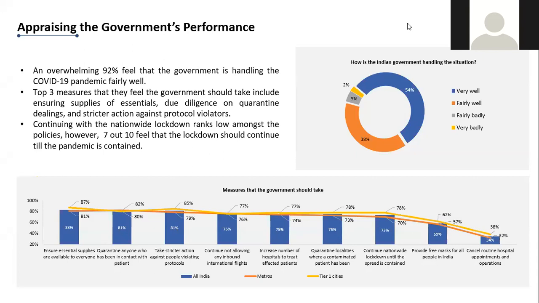And while people were not in agreement with the nationwide lockdown because of the repercussions it can have on the industry, almost 70% felt that the lockdown should continue because it was the only way to contain the pandemic. And therefore, when you ask people what measures the government should take, most of them said ensuring essential supplies are available to everyone, quarantining anyone who has been in contact with a COVID patient, and taking stricter action against people who are violating the protocols. This should be the priority in terms of the steps that the government should take to contain the pandemic.